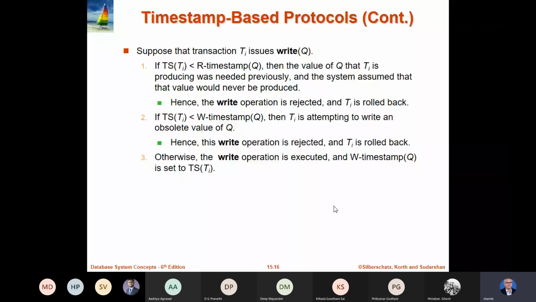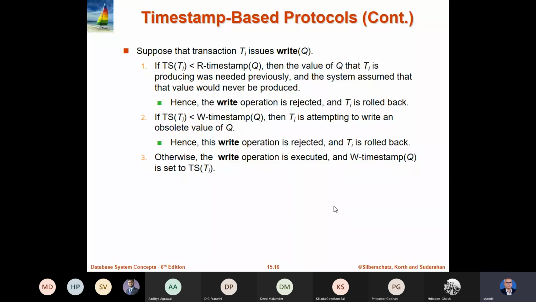So the value which it is going to write was supposed to be read by a transaction which was coming later, but that transaction already went ahead and successfully read the value of Q and also updated the read timestamp of Q. Hence, when this transaction Ti is trying to write the value of Q, that is already stale. So the write operation is rejected, and Ti is rolled back.